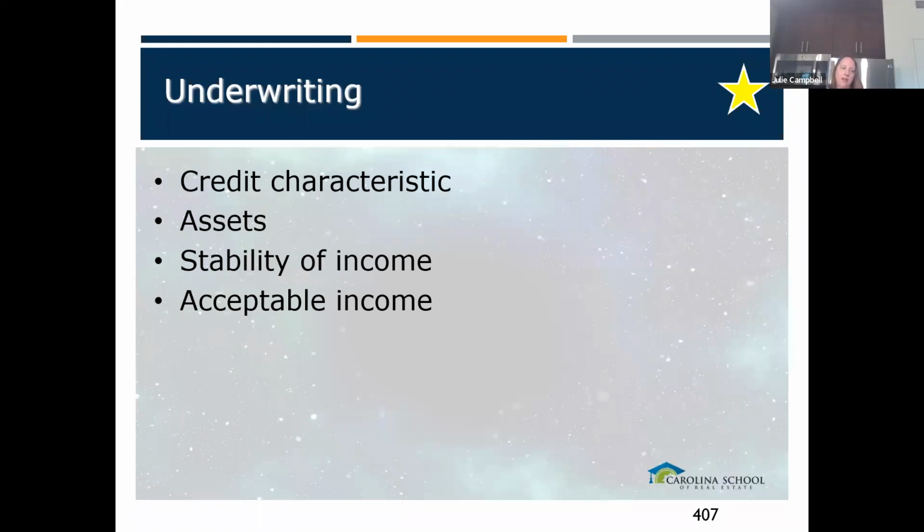So again, with underwriting, man, they don't leave any stone unturned these days. If there's something in your credit, they're going to find it. So they do a credit characteristic. They look at your credit history. Again, if they need more information, they will reach out. They will request it. They're going to look at your assets, your stability of income, acceptable forms of income.